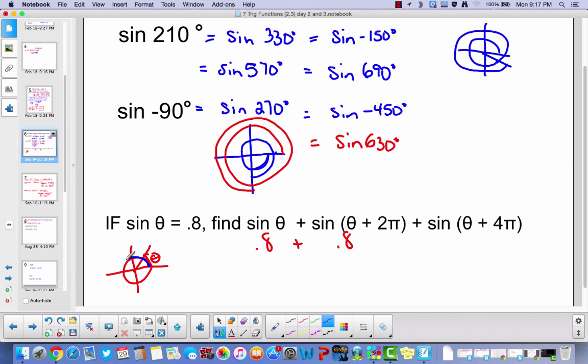There was my theta. There's 2 pi. Go around one more time, that's 4 pi, I end up back at the same point. And so my sine of theta plus 4 pi also has to be 0.8. 0.8 plus 0.8 plus 0.8 is... oops, how about we add correctly here? Not 0.24, but 2.4. There we go.